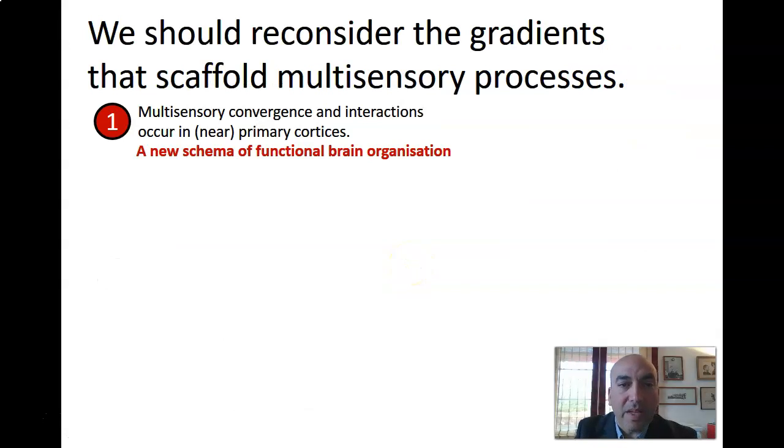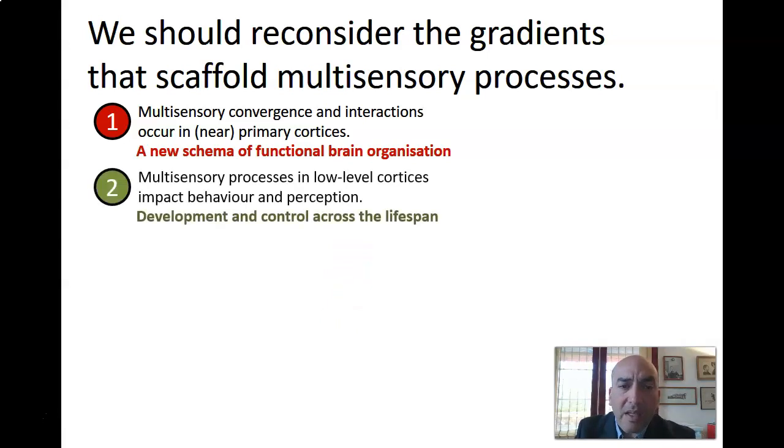So, what should you take home? Well, hopefully that you reconsider what gradients scaffold multisensory processes. For example, that multisensory convergence and interactions indeed occur in primary cortices, and that this prompts a new schema of functional brain organization. Second, that multisensory processes in low-level cortices do indeed impact behavior and perception, but we don't know yet how these develop and how these are controlled across the lifespan.